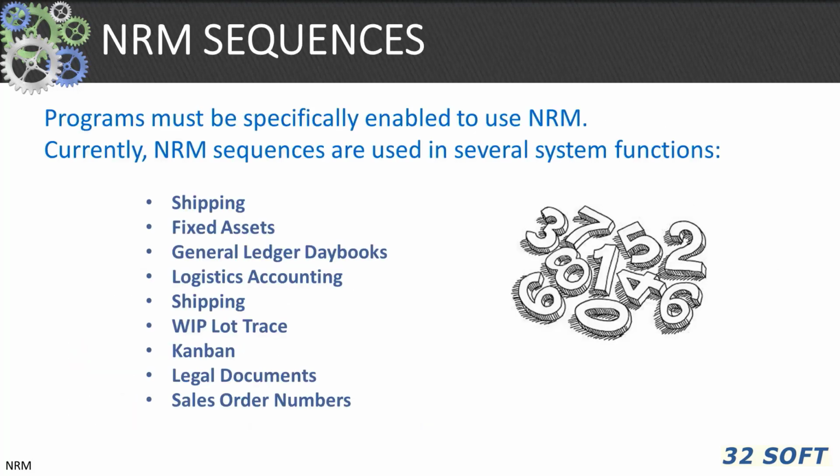Number range management must be specifically enabled to use the number range management functionality. Currently, number range management and sequences are used in several system functions such as shipping, daybooks, whipplot trace, and legal documents. Number range management is very widespread across many functions in QAD. However, caution should be taken with number range management implementation as it requires much thought and application in the setup of schemas.